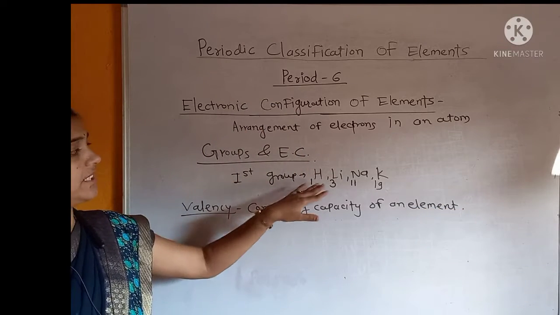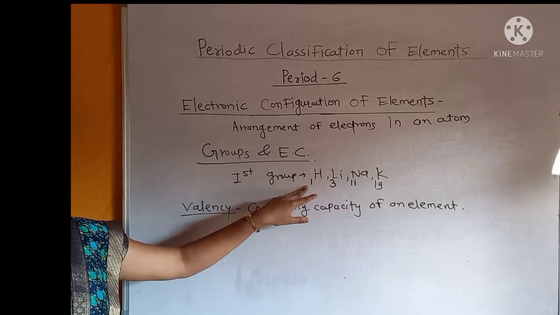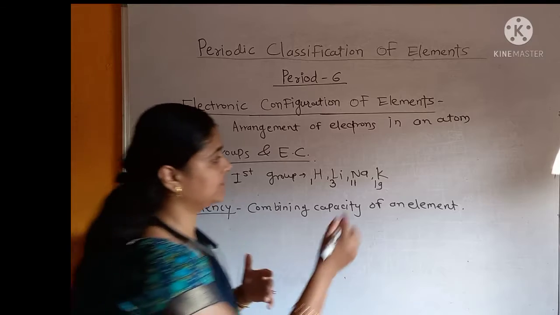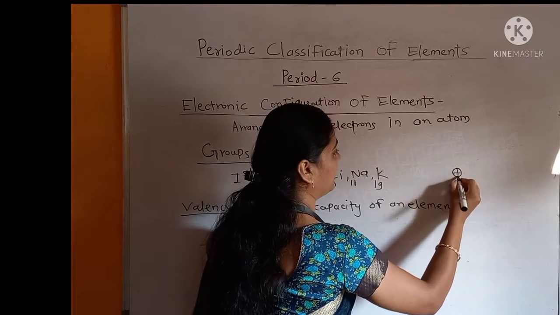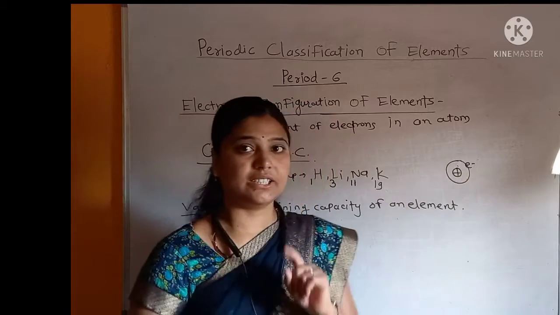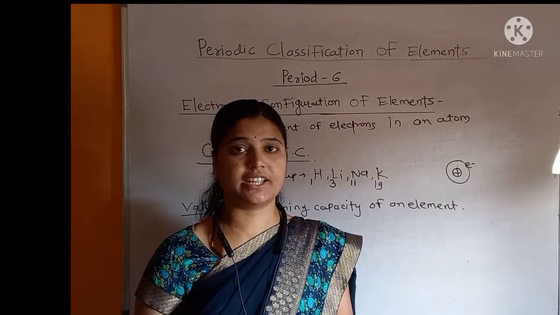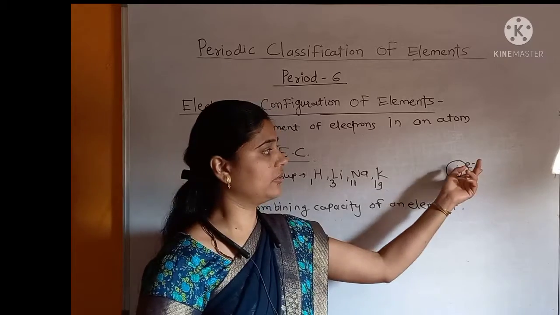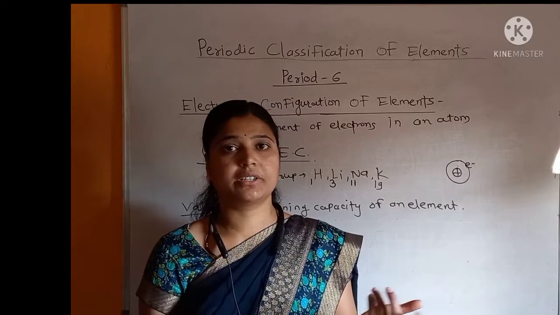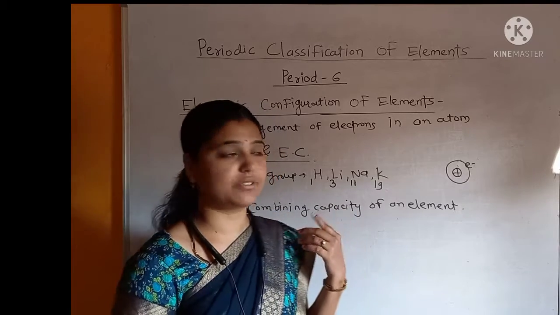The first group elements are hydrogen, lithium, sodium, potassium. The atomic number of hydrogen is 1, so it requires one electron to complete its shell. The structure of hydrogen is like this: one electron is present around the nucleus. The first orbit has a capacity of 2 electrons, but here there is only 1 electron. So hydrogen donates its 1 electron and becomes H plus. So the valency of hydrogen is 1.